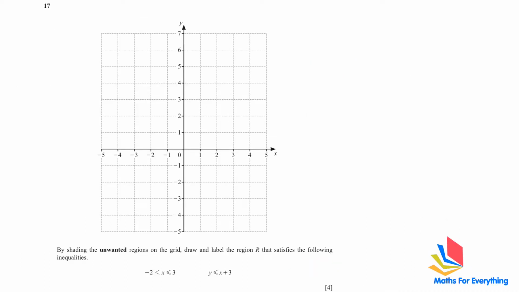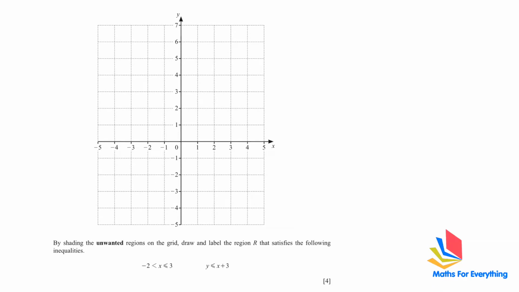So question number 17 is an inequality question. Let's read the question. By shading the unwanted regions on the grid, draw and label the region R that satisfies the following inequalities. X is between -2 and 3. X is more than -2. Because it is more than -2, X is here. Draw a dotted line, and x is less than or equal to 3. The equal means we make a solid line. So that is when x is equal to 3.